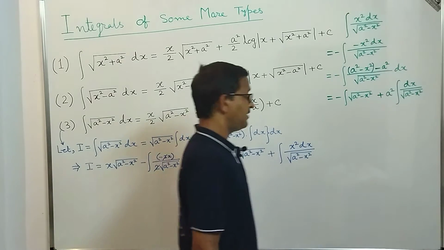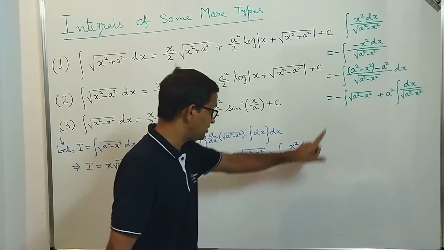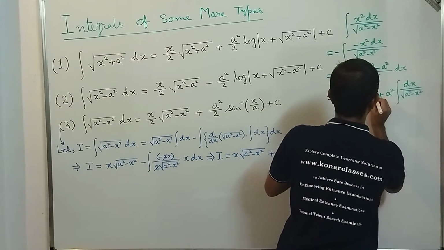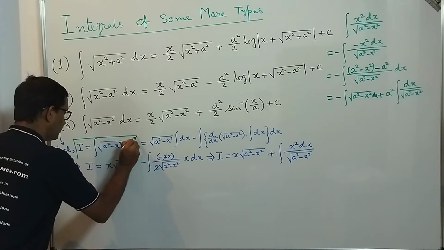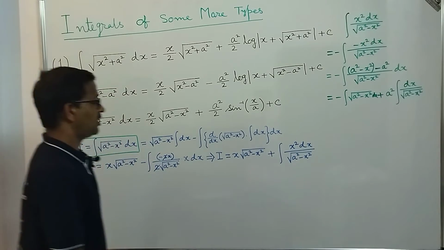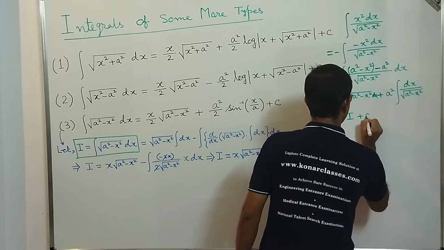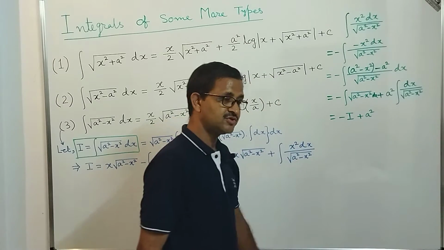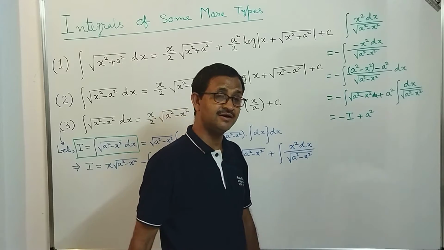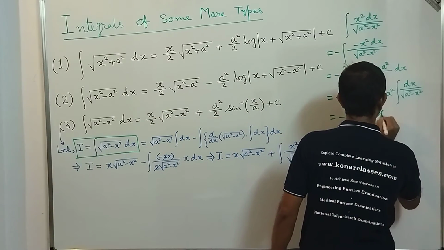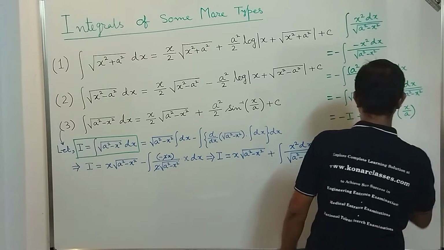Now dear students, what is the integration of square root of a square minus x square dx? What is this? This is nothing but whatever we are going to find, that integration, I. So what can we write here? This we can write as equal to minus I plus a square into, dear students, what is the integration of dx by square root of a square minus x square? We have learned it earlier, that is equal to sine inverse x by a.